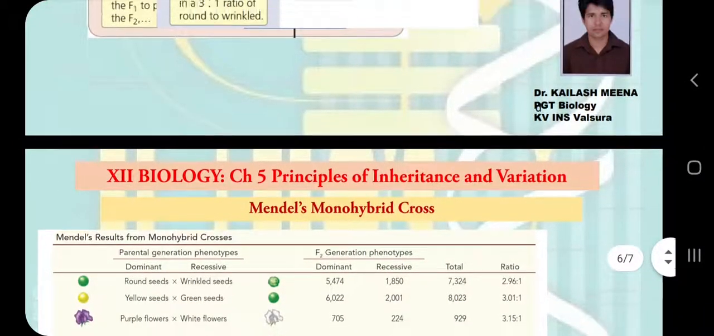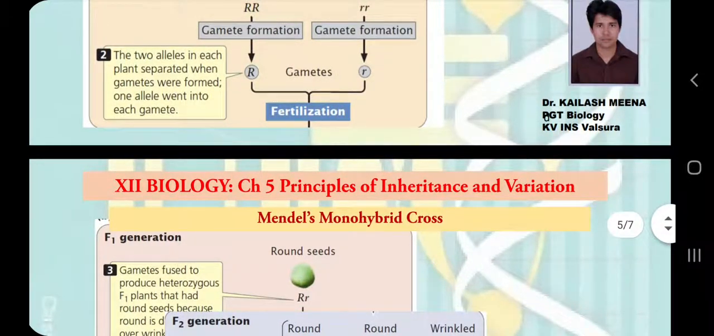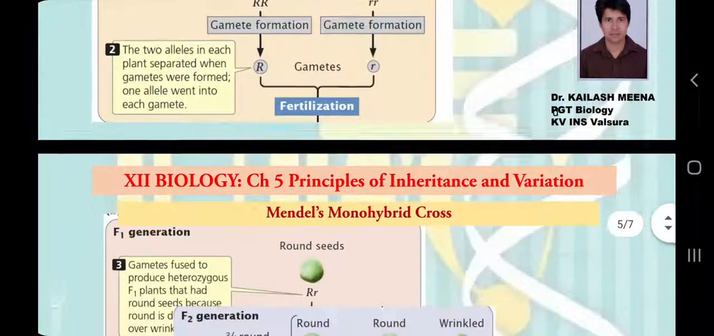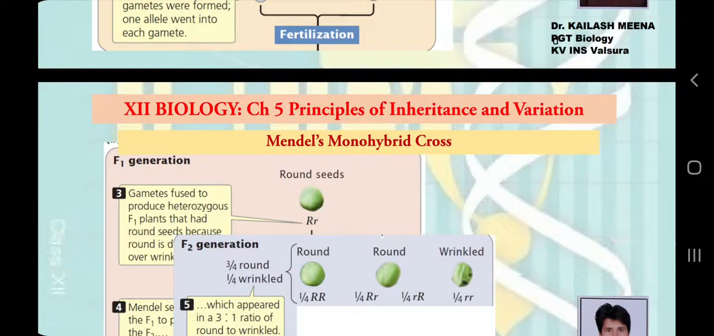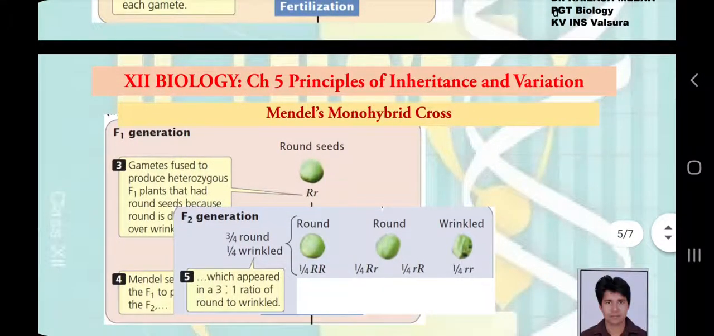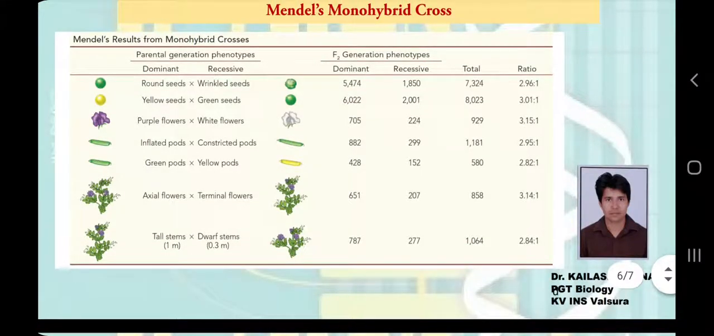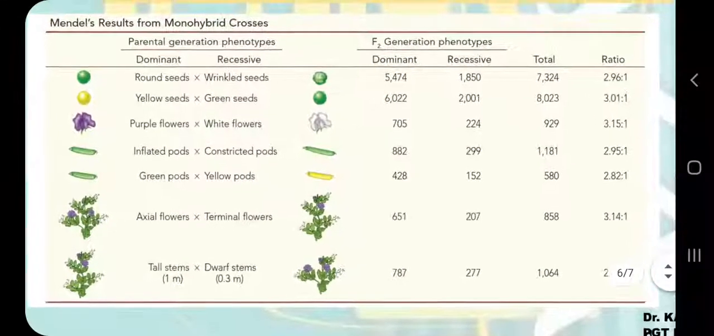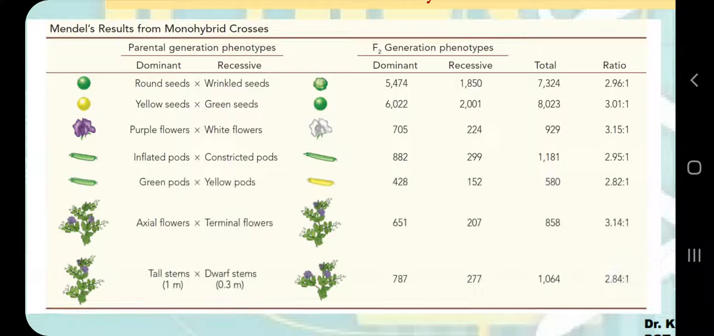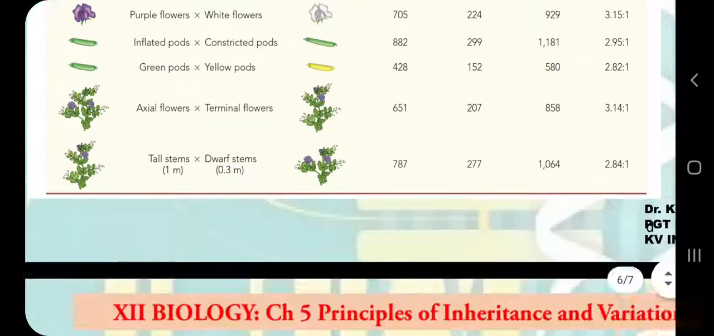So this is the simple explanation of the monohybrid cross, and we need to remember the results of the F2 generation in terms of phenotypic ratio and genotypic ratio, which is a 3 to 1 phenotypic ratio and a 1 to 2 to 1 genotypic ratio. And here are the results of all the genetic crosses which Mendel performed. In this table we can see that the ratio is roughly close to 3 to 1.